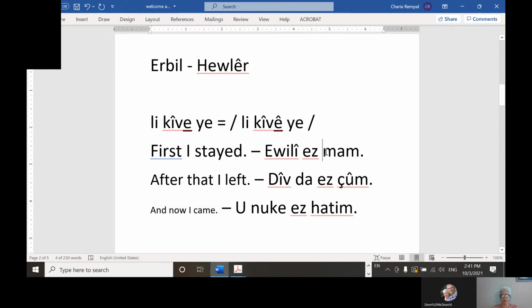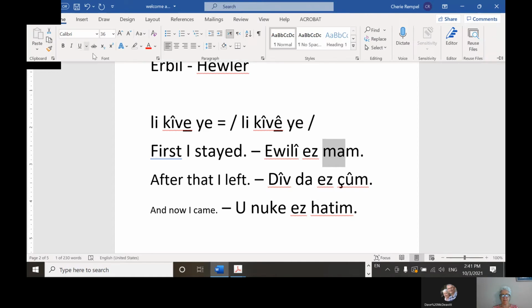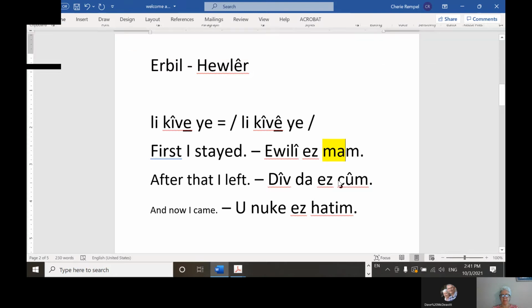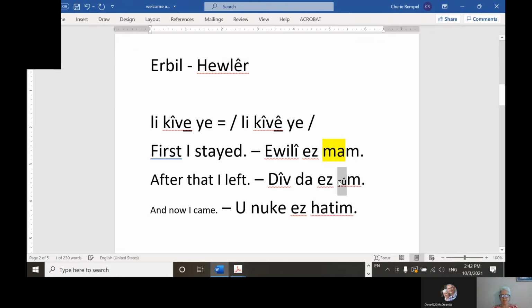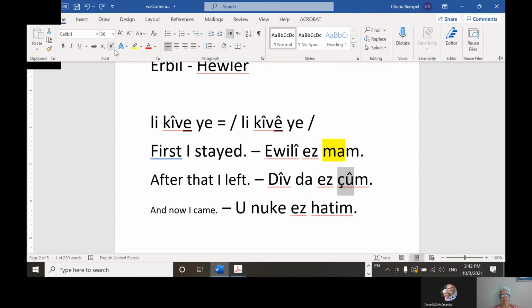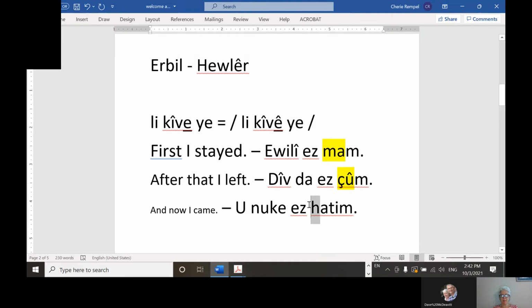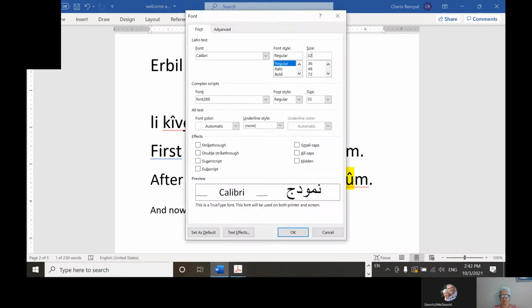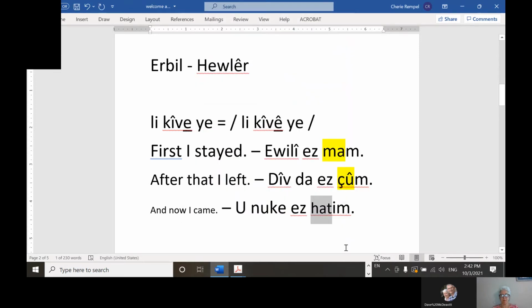So in this one, here's our stem, past stem. Here's our past stem. And here's our past stem. Then our verb endings are after that.